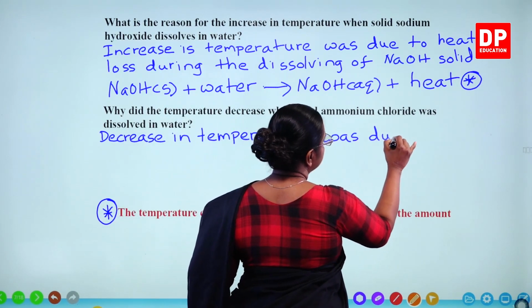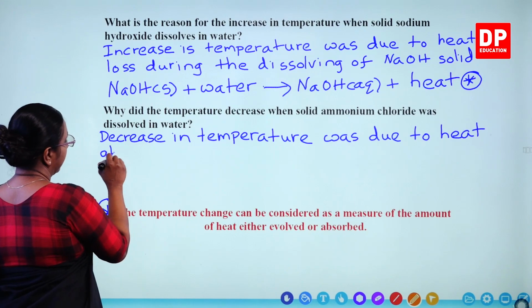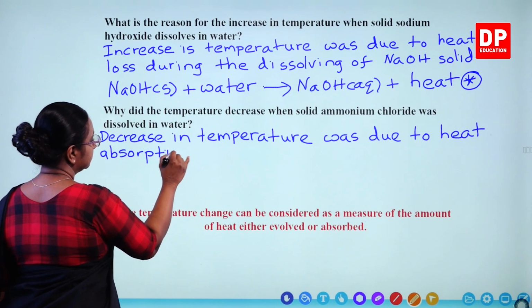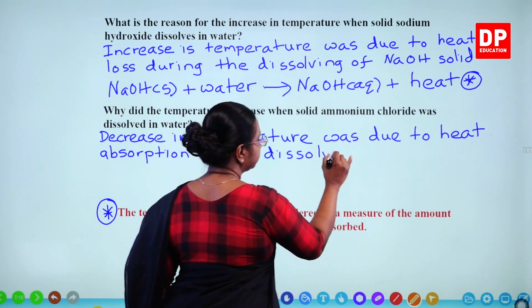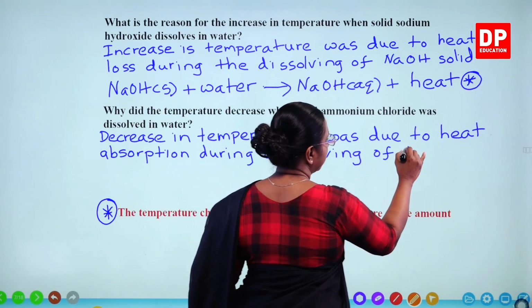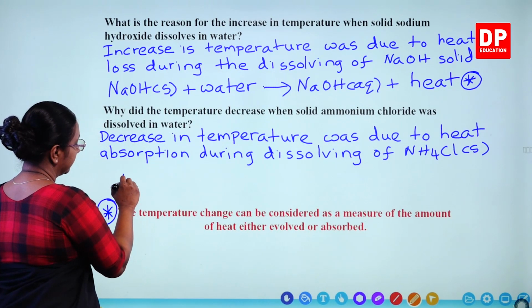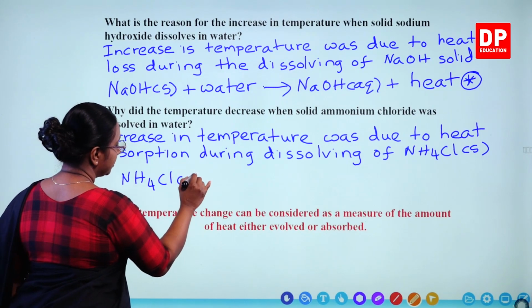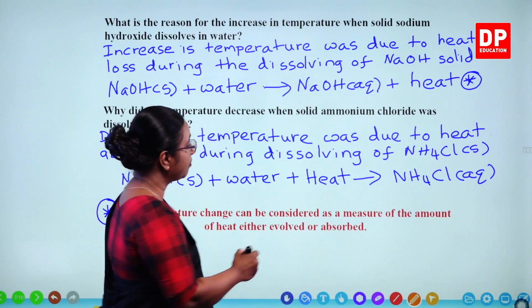was due to heat absorption during dissolving of ammonium chloride solid. So if we represent that, now ammonium chloride solid is there and water was there. These two absorbed heat when becoming ammonium chloride solution. When it dissolved, it absorbed heat.